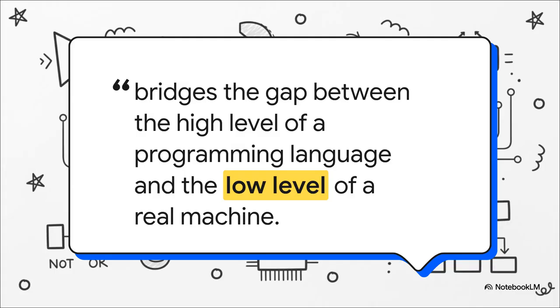And this quote right here just hits the nail on the head. Abstract machines are the ultimate translators. They are the bridge that lets us think and code in beautiful, high-level languages, while they do the dirty work of translating our ideas down into the gritty, low-level ones and zeros that the actual hardware understands.